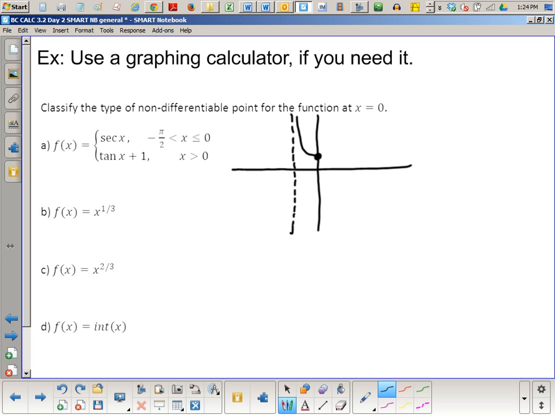What does tan x plus 1 look like? Okay, so you probably remember the graph of tan x, right? It's just going to be shifted up 1, not left 1. Left 1 would look like this, ladies and gentlemen. That would be left 1. Right? It's up 1.